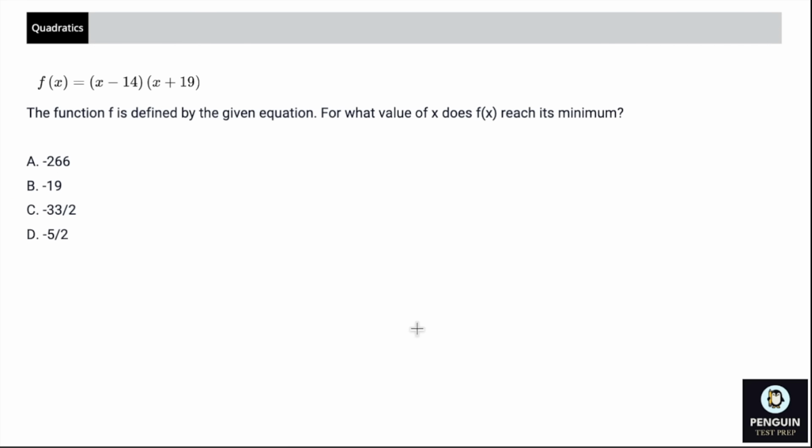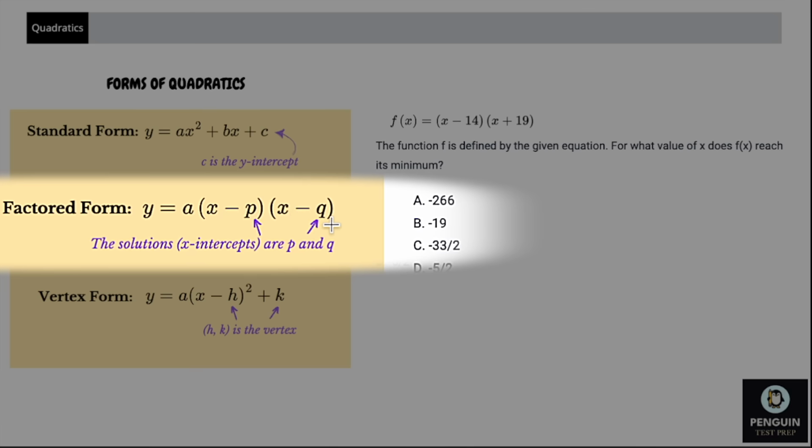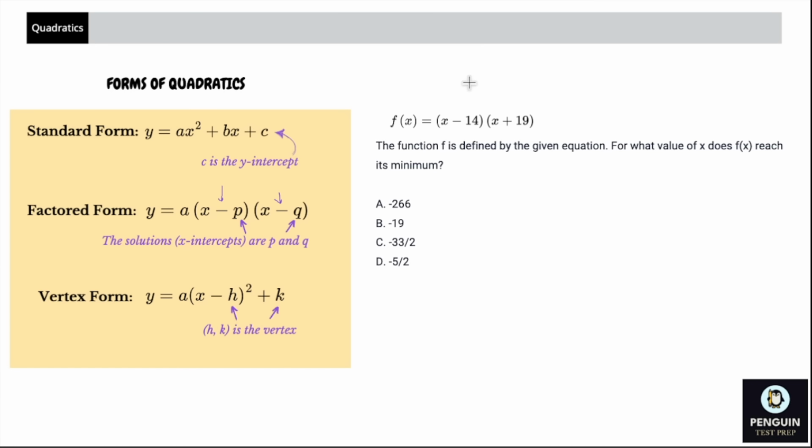Now, another type of quadratic form that you might come across is this one right here. And this is going to be factored form. So factored form, importantly, we are given our x-intercepts, where P and Q are the x-intercepts. Importantly, just remember that we have this minus, which means whatever's in parentheses is going to get flipped. So our x-intercepts are going to basically be x equals positive 14 and x equals negative 19.